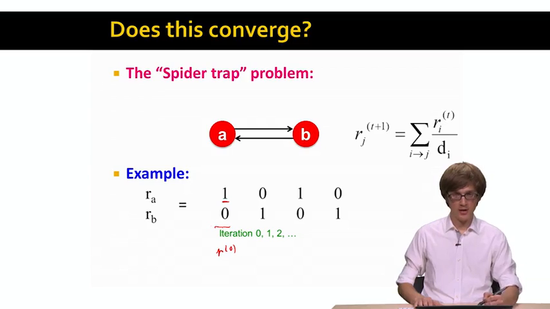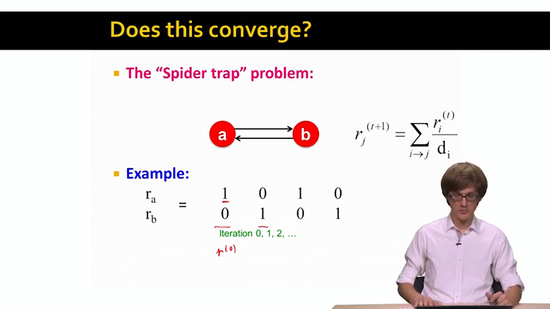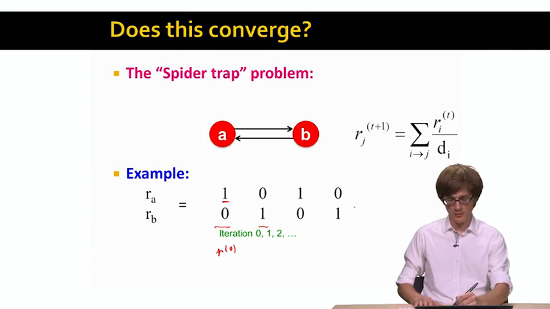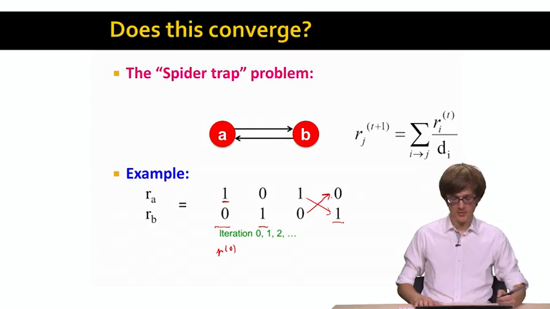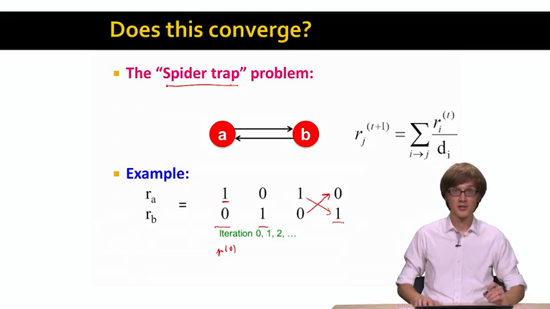Now when we multiply M times R, the score of A gets passed to B and the score of B gets passed to A. So at the next time step, the coordinates will flip. And when we multiply again, the coordinates will flip again. So what we see here is that we will never converge. All that is happening is that the score of 1 gets passed between A and B, and the score of 0 gets passed between B and A. So our PageRank computation will never converge. This problem is called the spider trap problem. I will explain it a bit more later.